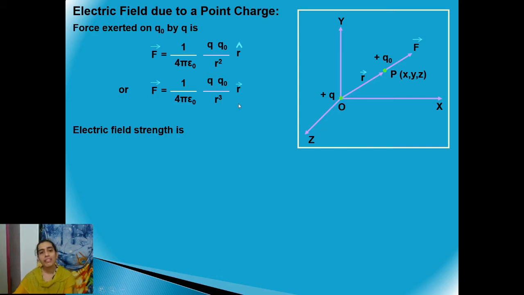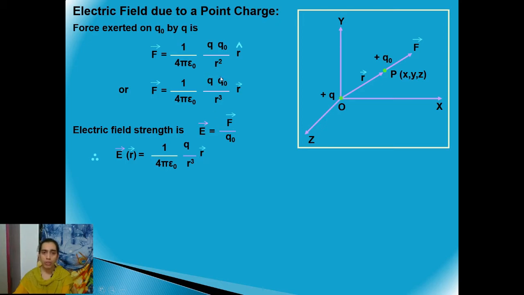Now, what will be the electric field strength? Electric field intensity. We know electric field strength or electric field intensity is defined as force per unit positive charge, right? That is given by vector E equals vector F divided by Q naught. Now, in this expression, if we substitute the value of vector F, which we have already defined according to Coulomb's law, on substituting, we get vector E equals 1 over 4 pi epsilon naught Q divided by R cube into vector R.